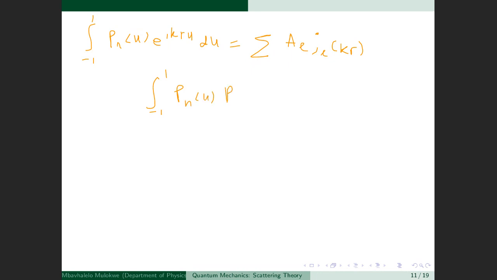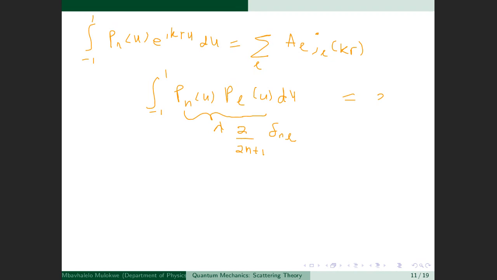So on the left hand side, let's just write what we get. You get the integral from -1 to 1 of Pn(u) e^(ikru) du, which will give you the sum of A_l j_l. This just depends on the radial part. So you still have to integrate from -1 to 1 of Pn(u) Pl(u), and we still have to sum through l du, and these functions are orthonormal. I think they give you these ones, they give you 2 over 2n plus 1 delta_nl.